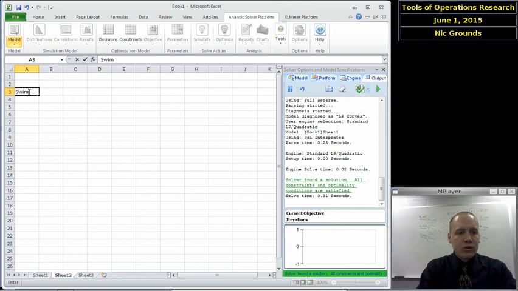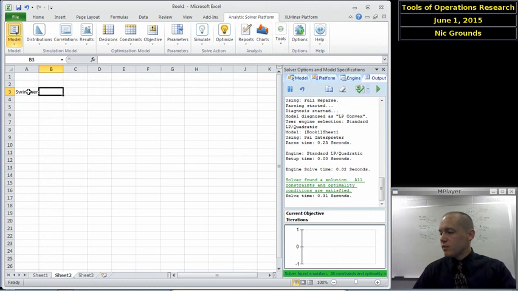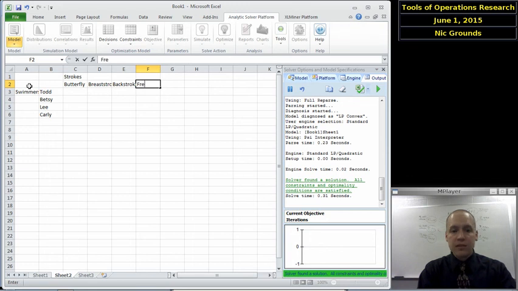and we have our 4 swimmers. So in this case, I believe our swimmers' names were something like Todd, Betsy, Lee, and Carly. And we had 4 strokes that we need to assign them to. So the butterfly, the breaststroke, the backstroke, and the freestyle. And then for each combination of a swimmer and stroke, we know, based on maybe measurements, how long on average that swimmer takes to swim that stroke. So we can input those values.